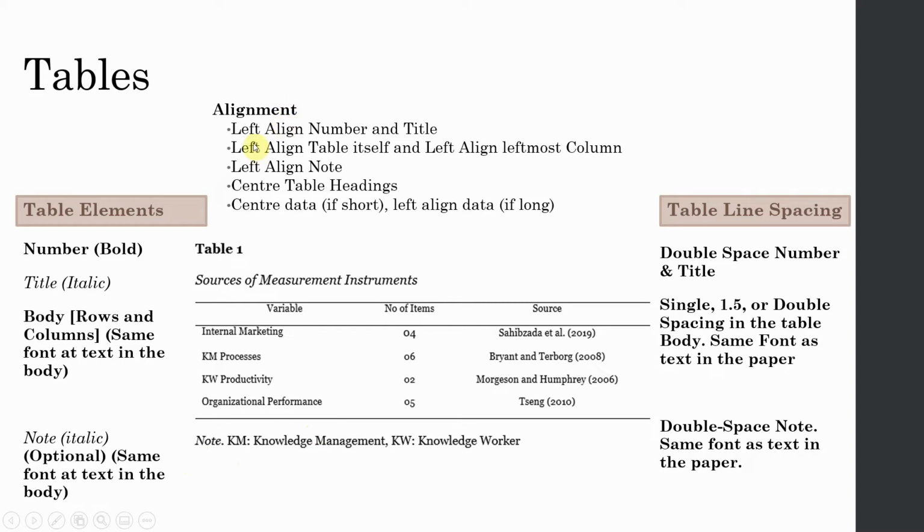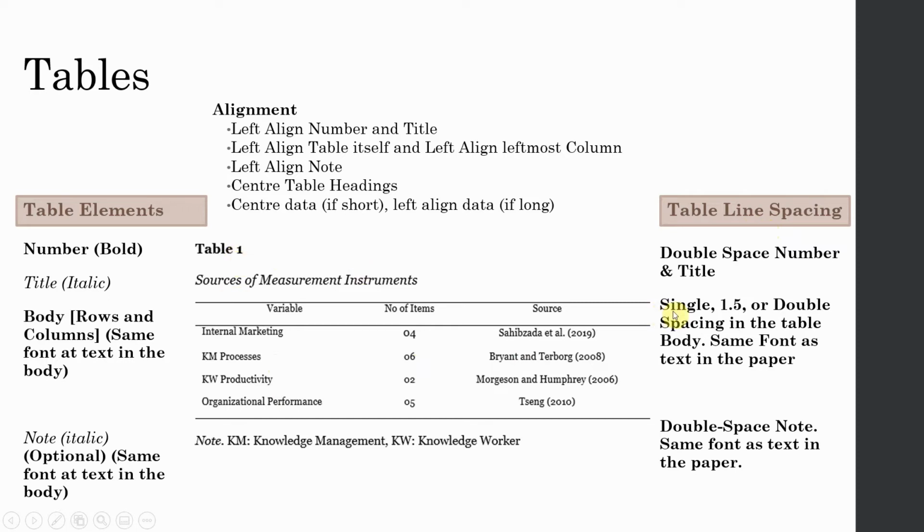The alignment. Left align the number and the title. The table number and the title is left aligned. Left align the table itself and left align the leftmost column. The leftmost column is left aligned. Left align your note as well. Center your table headings. Center data if it's short, left align data if it's long. So this data here is long, so it's left aligned. Short data is centered.